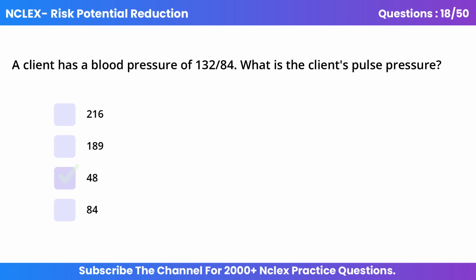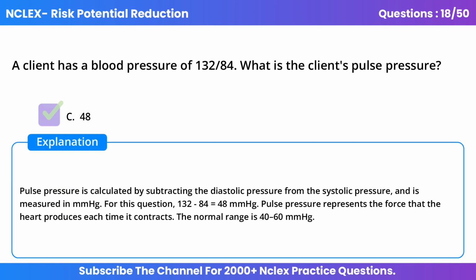C. 48. Pulse pressure is calculated by subtracting the diastolic pressure from the systolic pressure, and is measured in mmHg. For this question, 132 minus 84 is equal to 48 mmHg. Pulse pressure represents the force that the heart produces each time it contracts. The normal range is 40 to 60 millimeters of mercury.